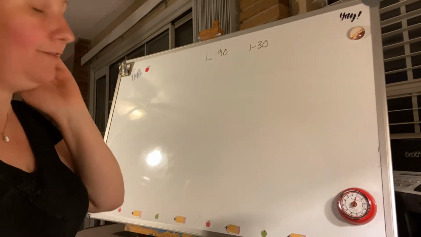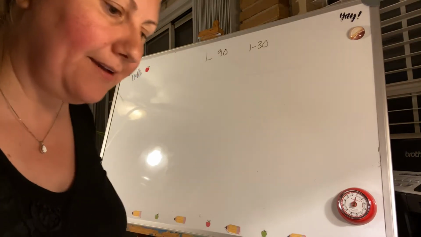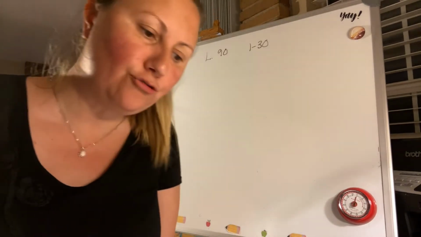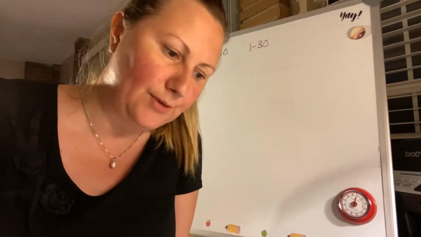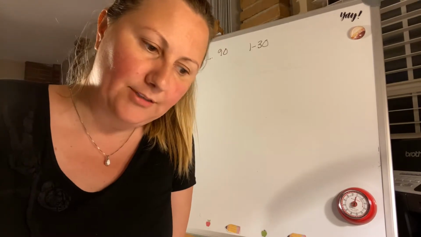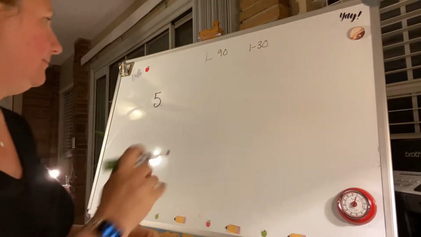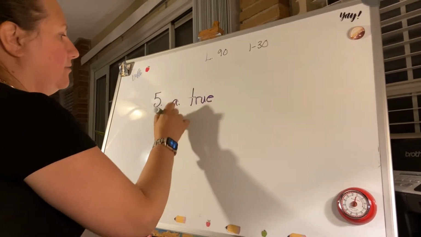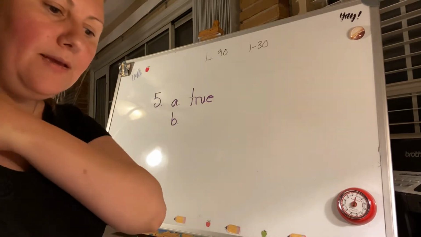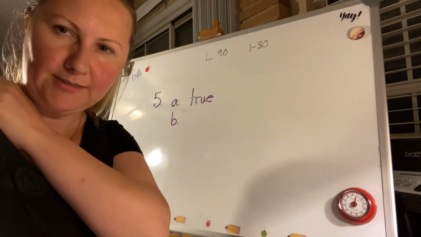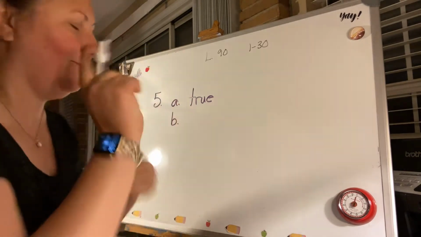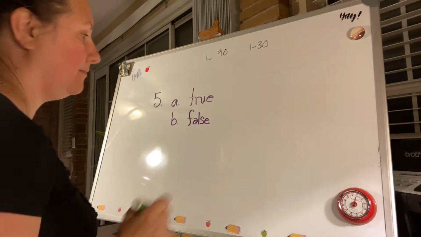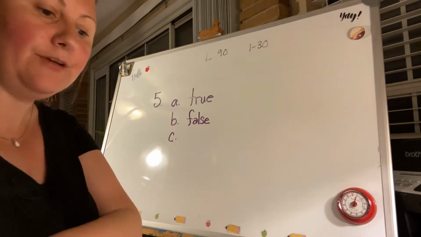Now we have question number 5. Number 5 says, write true or false for parts A through E. A, all rectangles have 4 right angles. That is true. B, some squares are rectangles. That's false, not true. Some rectangles are squares, but it's not true the other way around.